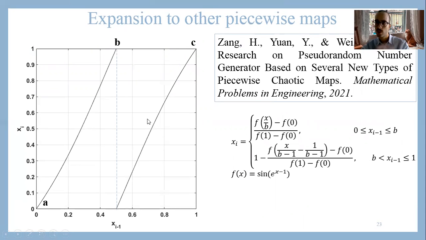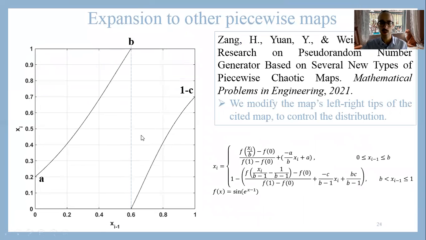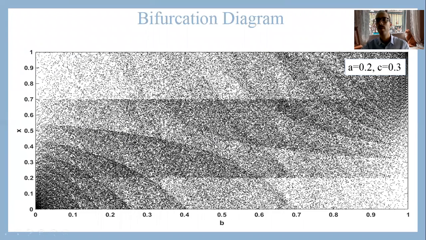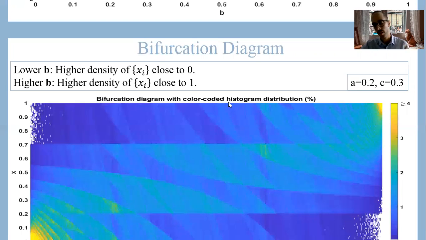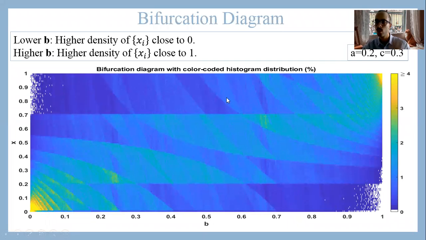And just as an example, we modify this map ourselves to control its left and right tip points, A and 1 minus A here. And again, we achieve the same results. Although we have a very wide region of chaos, we see that within this region, the values of the matrix are, of course, non-uniformly distributed. For lower values, they are closer to 0. For higher values of beta, we go closer to 1. So again, we can achieve this control of the distribution.